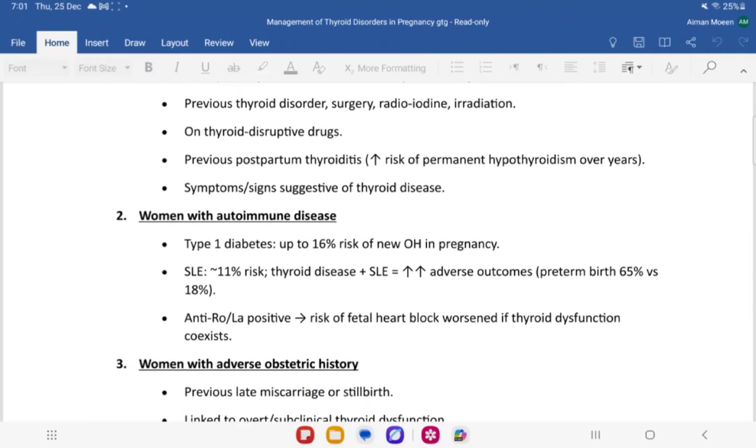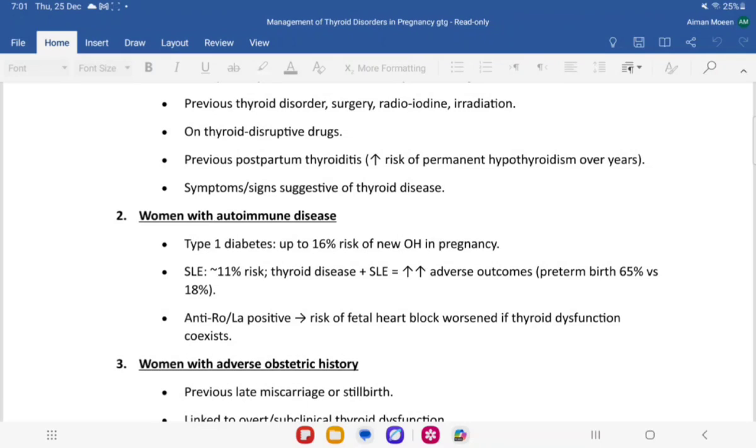Women with an autoimmune disease, it is important because 16% will have overt hypothyroidism in pregnancy, those who have type 1 diabetes. With SLE, 11% risk of thyroid disease. Increase in the adverse outcome, that is the preterm birth, is 65% versus 18%. When there is a combination of a thyroid disease plus SLE, then the risk of preterm birth is increased to 65% from a background risk of 18% with SLE only. Anti-Ro antibodies, if positive, the risk of heart block is worsened if thyroid gland dysfunction coexists.